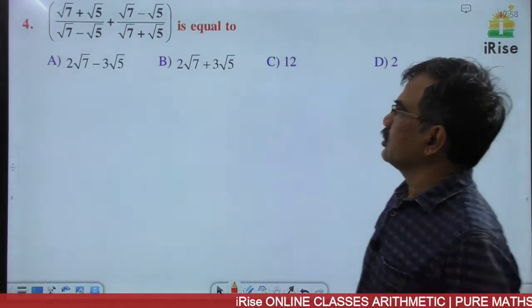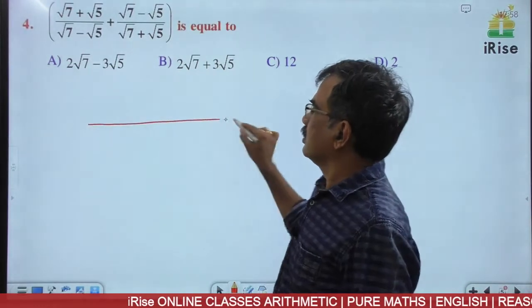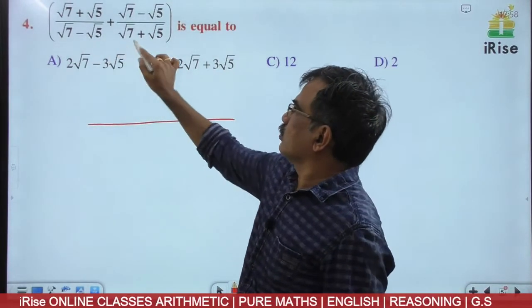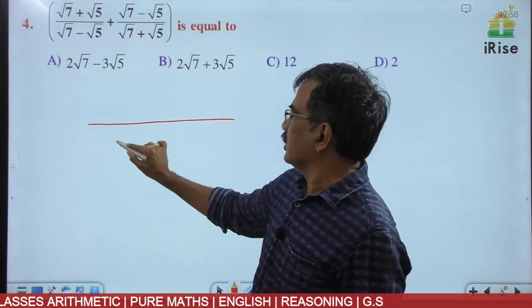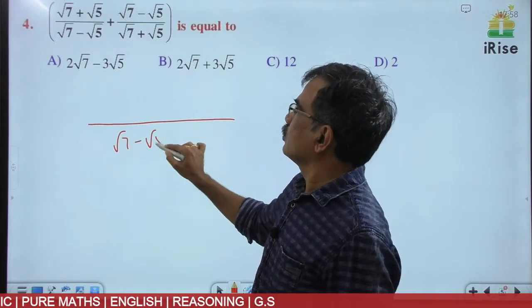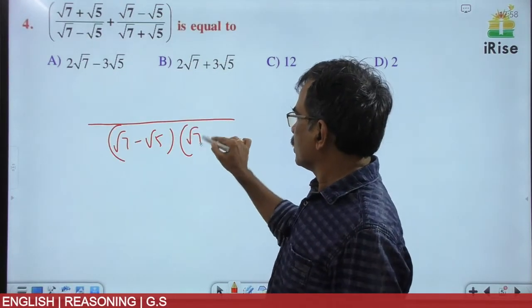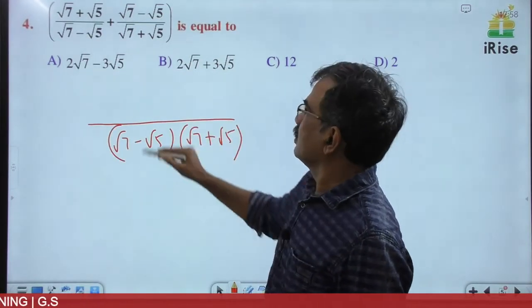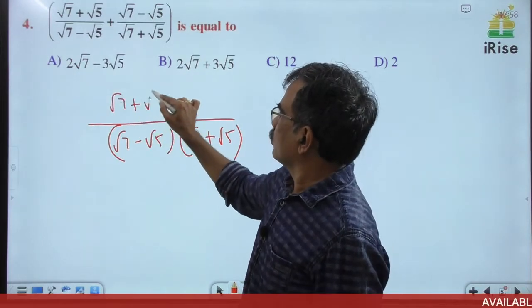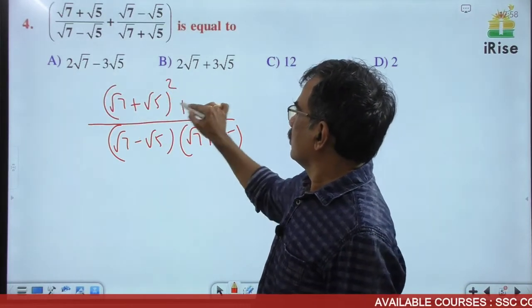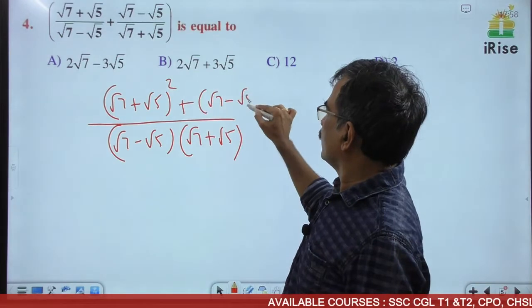This question is also the same as this. Here, this is 7 minus root 5, this is 7 plus root 5. The LCM is root 7 minus root 5 into root 7 plus root 5. Here we get root 7 plus root 5 whole square plus root 7 minus root 5 whole square.